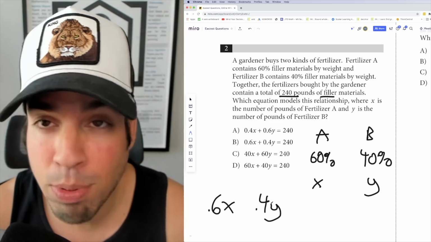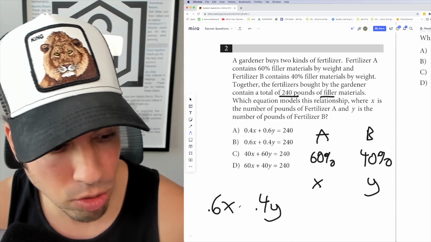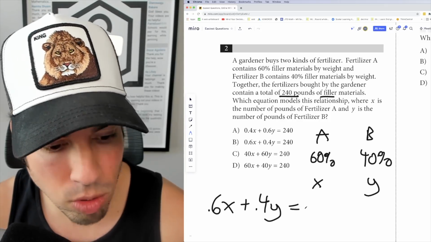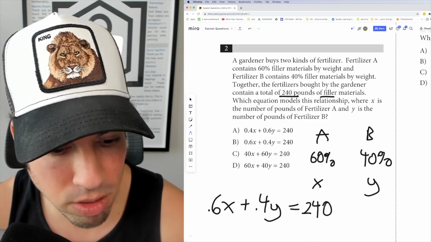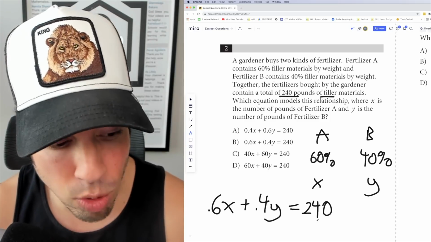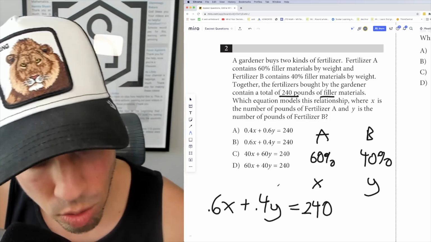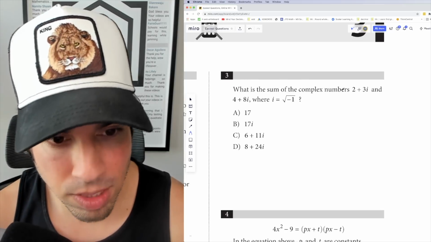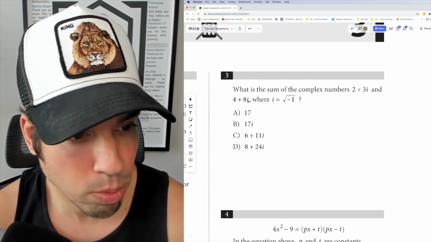40% of that, aka 0.4 times y, is the filler materials in B. The two together equal a total of 240 pounds of filler material. Guess what? I got my equation. Now I just got to match it. The only one that matches it is B. Boom, done. What is the sum of the complex numbers 2 plus 3i and 4 plus 8i?